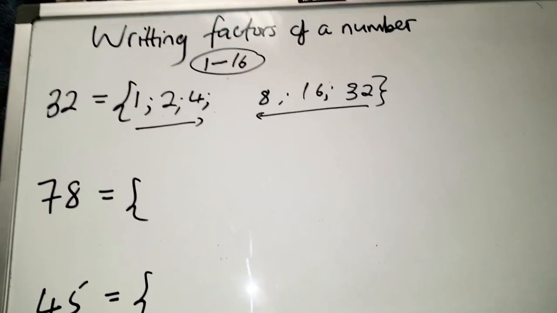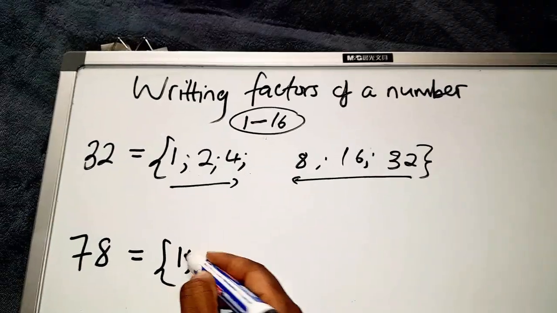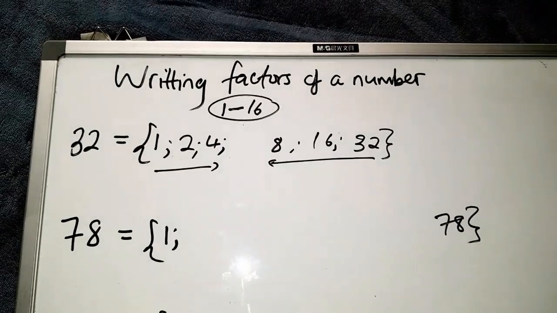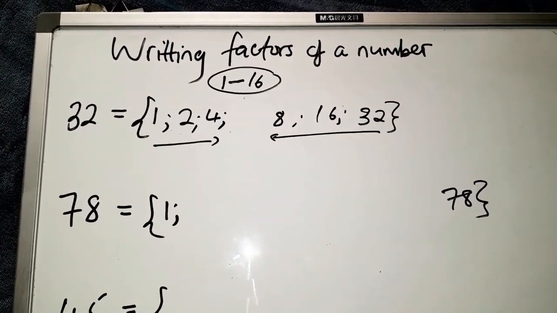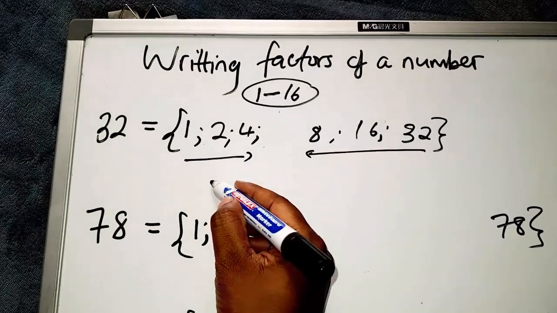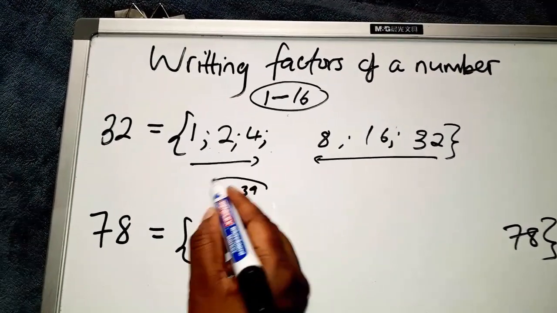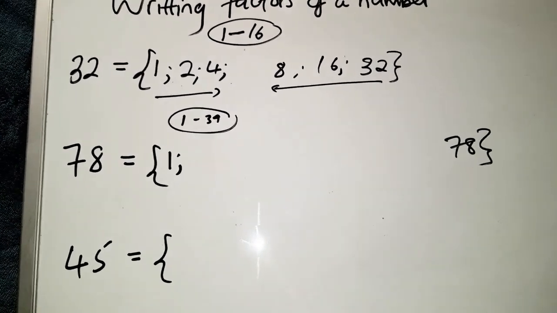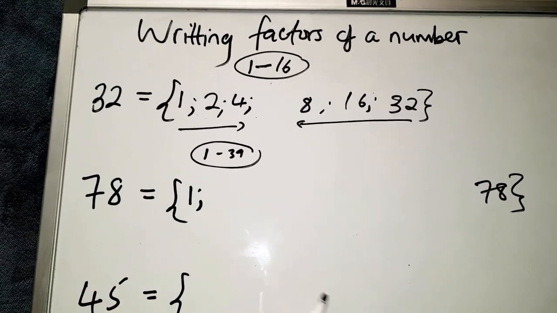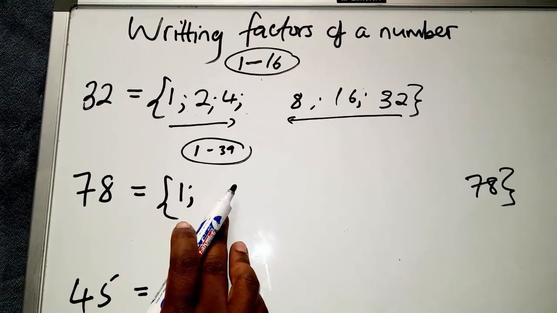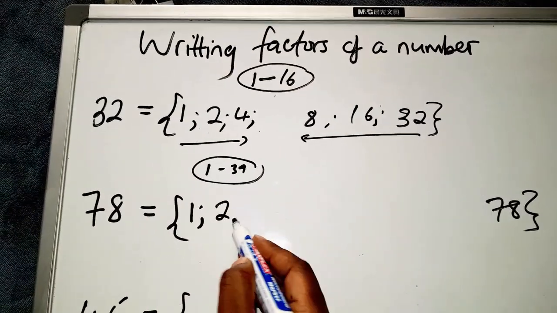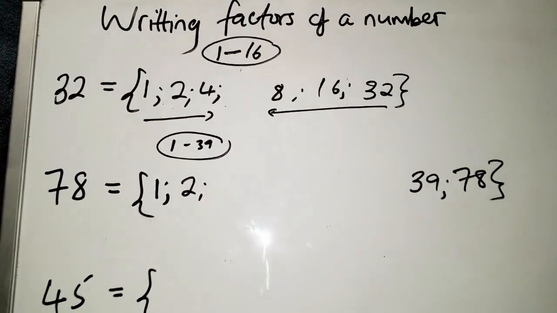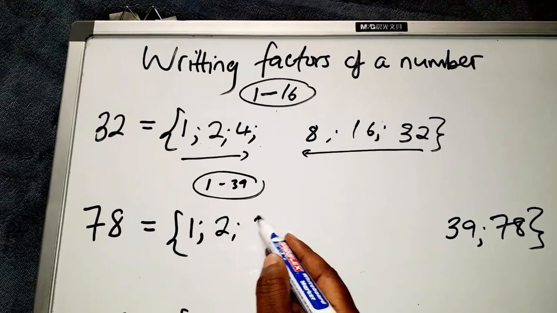When you try 78, you do the same thing. 1 into 78, how many times? 78 times. Now there was a reason why we said to consider, especially for an even number, 1 up to half of that number. So here it is 1 up to 39. But it doesn't mean that every number between 1 and 39 is a factor. As long as you know the multiples, you know that 78 is not a multiple of certain numbers. So you say 2 into 78, you will get 39.